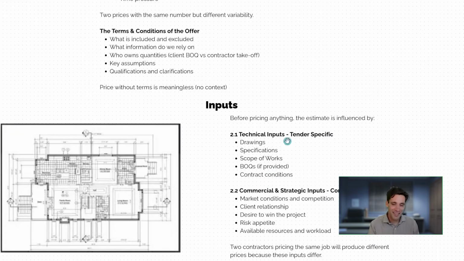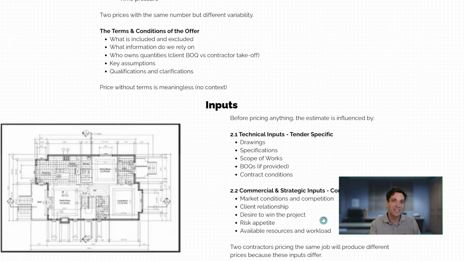Okay, so when we talk about the technical inputs, these are the tender documents, like the drawings, the specifications, the scope of works, the contract conditions, a bill of quantities if the client's provided it. Then we've got our contractor-specific commercial and strategic inputs. These are things like the market conditions, the level of competition, how good our relationship is with the client we're doing the work for, how much they want to give us the project. So obviously we've got a good relationship with them.